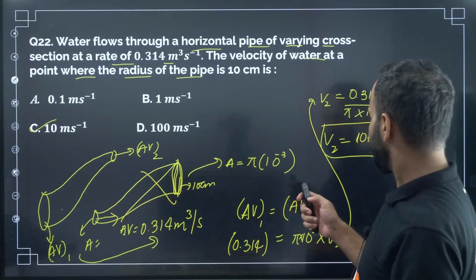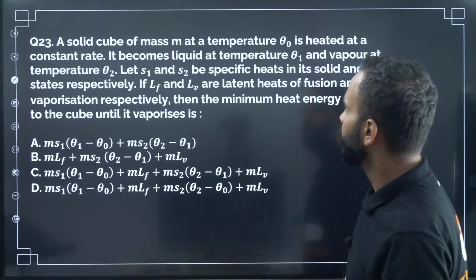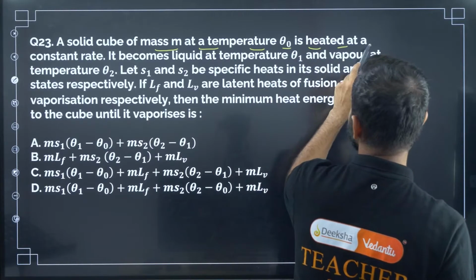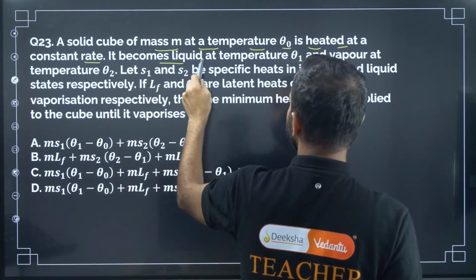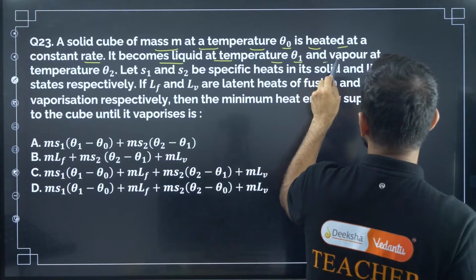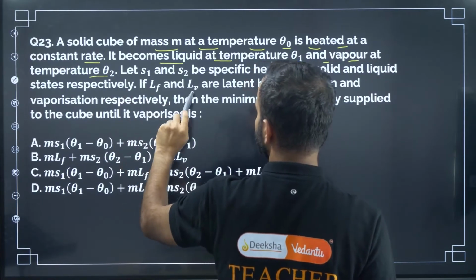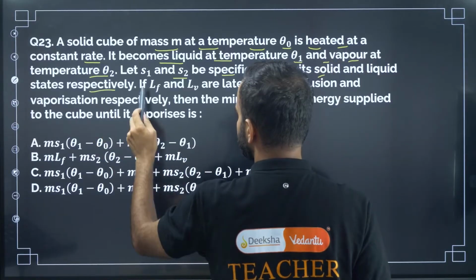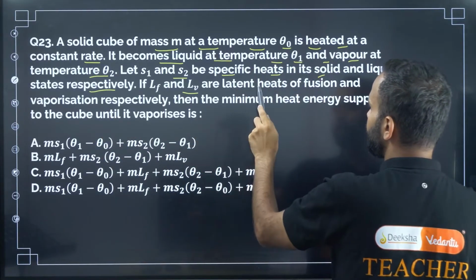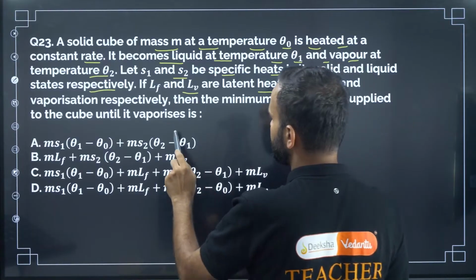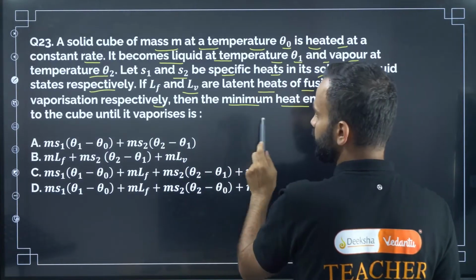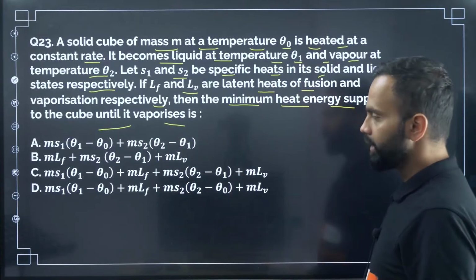Understood? Next one, question number 23. A solid cube of mass m at a temperature theta naught is heated at a constant rate. It becomes liquid at a temperature theta 1 and vapor at temperature theta 2. Let S1 and S2 be the specific heats in its solid and liquid states respectively. If LF and LV are the latent heats of fusion and vaporization respectively, then the minimum heat energy supplied to the cube until vaporized is.